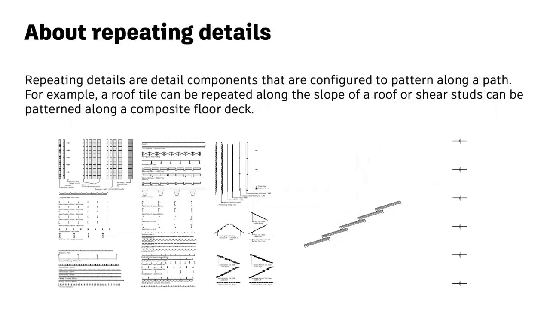Repeating details are detail components that are configured to pattern along a path. For example, a roof tile can be repeated along the slope of a roof, or a shear stud can be patterned along a composite floor deck. Revit contains a library of repeating details. However, it's prudent to know how to create your own repeating details.